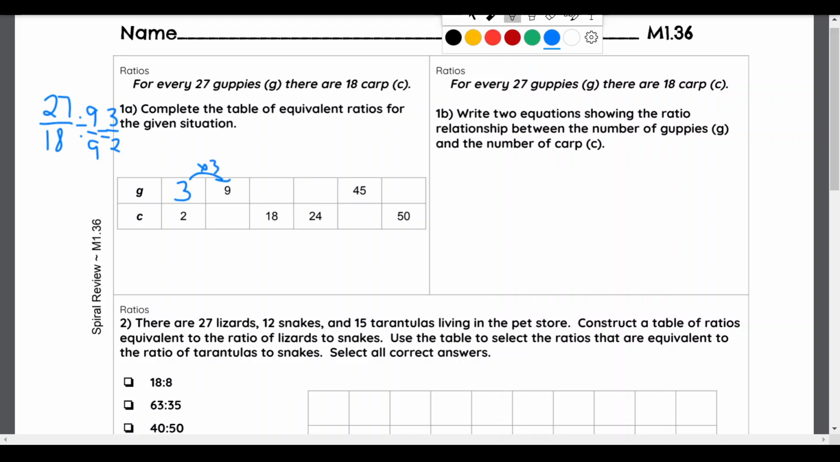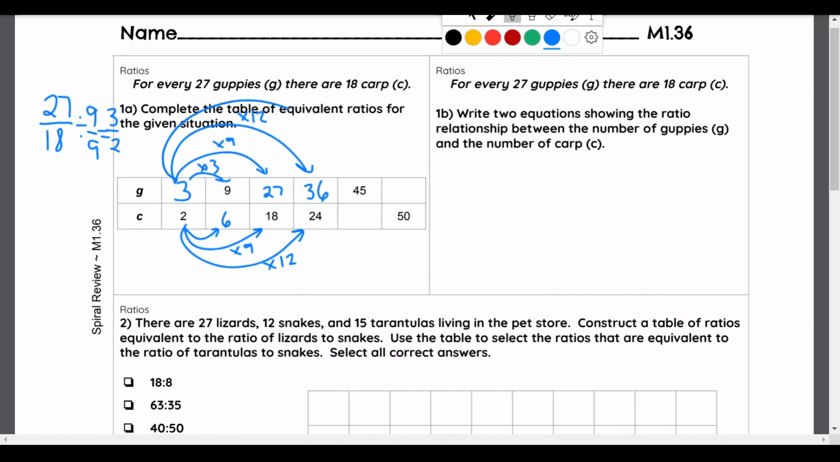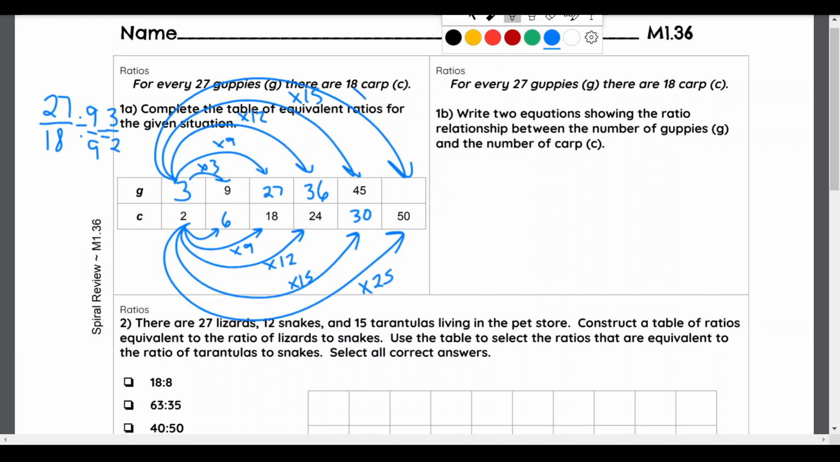3 times 3, 2 times 3 is 6, 2 times 9, 3 times 9 is 27, 2 times 12, 3 times 12, 3 times 15, and 2 times 15, 2 times 25, and 3 times 25.